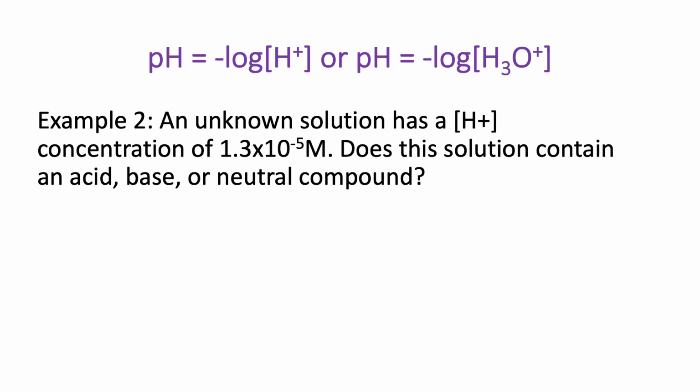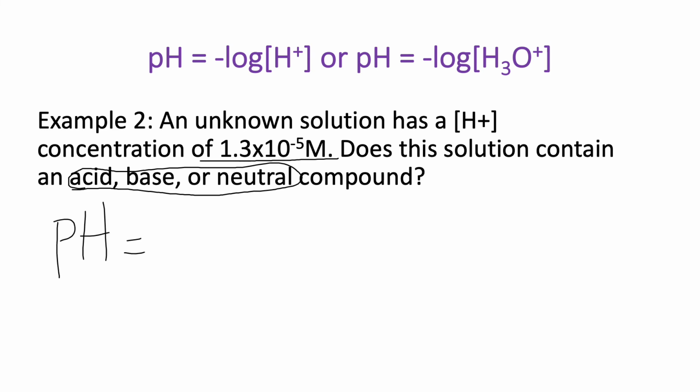The next question asks, an unknown solution has an H+ concentration of 1.3 times 10 to the negative 5 molar. Does this solution contain an acid, base, or neutral compound? So first let's look at what we're given and what we're being asked to find. We're given the H+ concentration straight away. It's asking us to determine if it's an acid, base, or neutral compound. How can we tell if it's an acid, base, or neutral? We calculate the pH. So let's go ahead and calculate the pH, plug in the numbers.